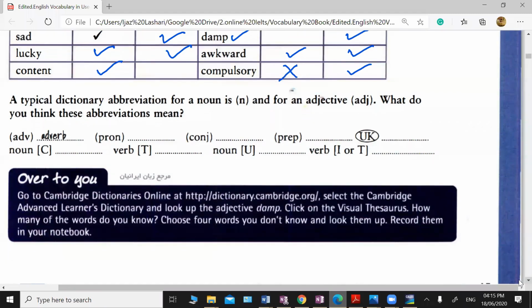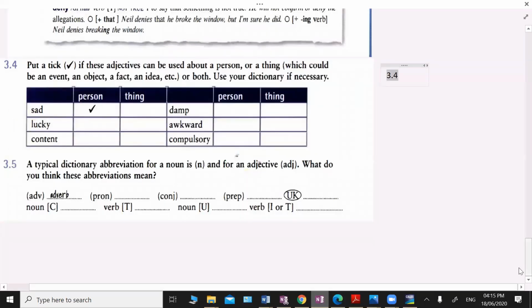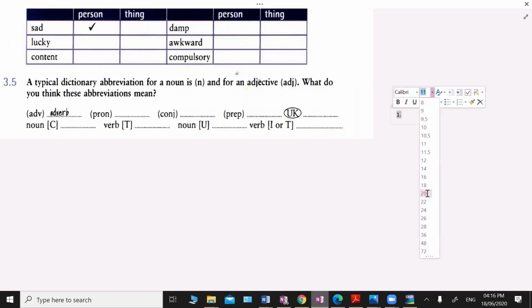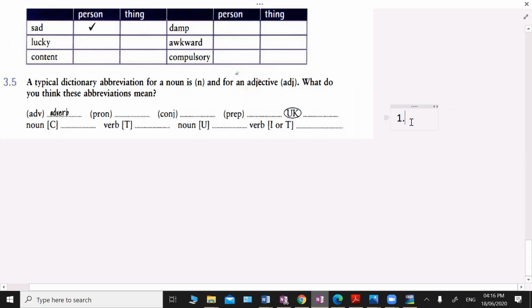The last part, when sometimes you look at the dictionary and it gives you a short abbreviation of something, like for example ADV. So that's number one. It says ADV. ADV means adverb. Okay. And number two, PRON. What does it mean? Pronoun, okay?